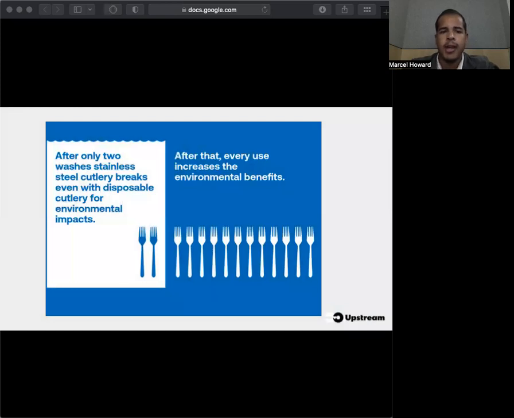Reusables always hit a break-even point where they outperform the disposables, and the benefits to the environment accrue with each additional use past that point. For cups, the break-even point is between 2 and 122 uses. For plates and clamshells, it's between 3 and 50 uses. And for utensils, only 2 uses of a reusable are required.